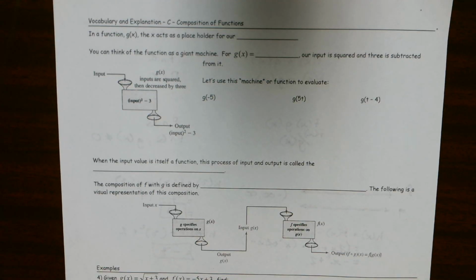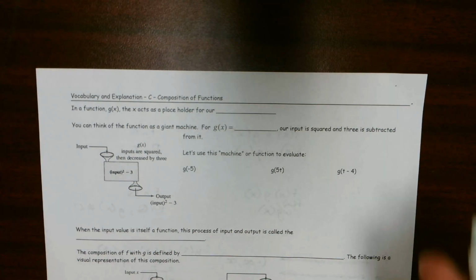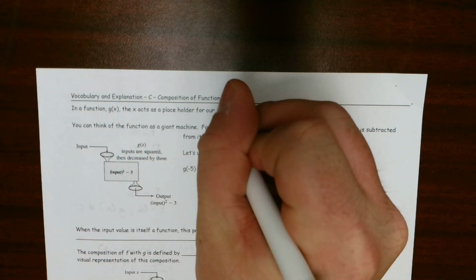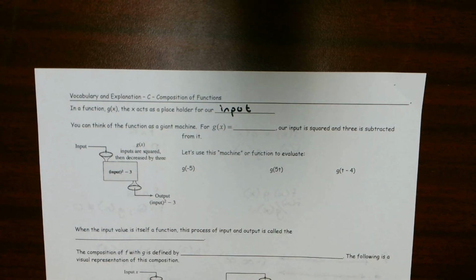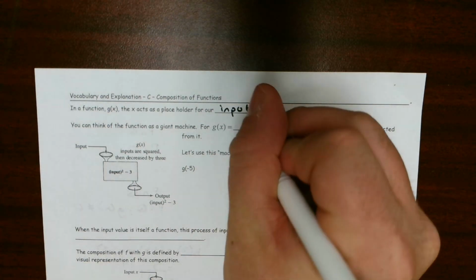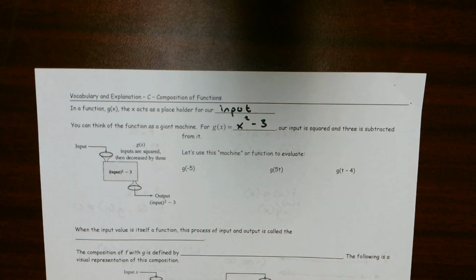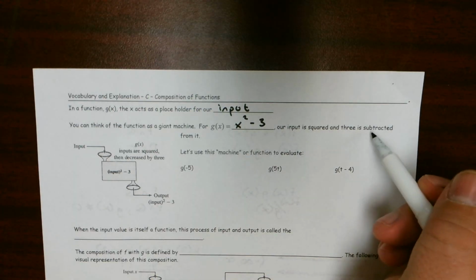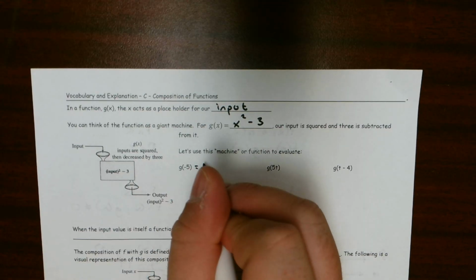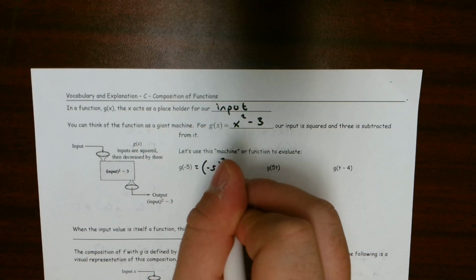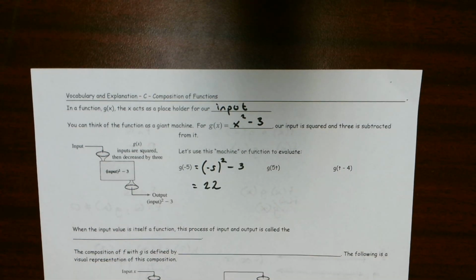Okay, now let's talk about the composition of functions. So in a function g, the x acts as a placeholder for our input. You can think of the function as a giant machine. For g is equal to, let's call it x squared minus 3, our input is squared and 3 is subtracted from it. So if we're looking at g of negative 5, that means you take negative 5, square it, and then subtract 3, and you end up with 22.